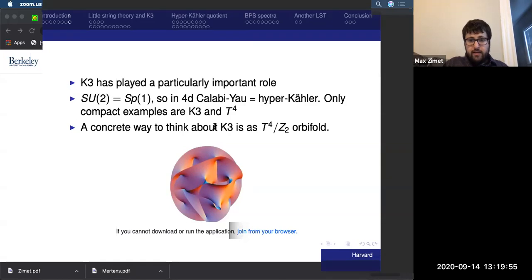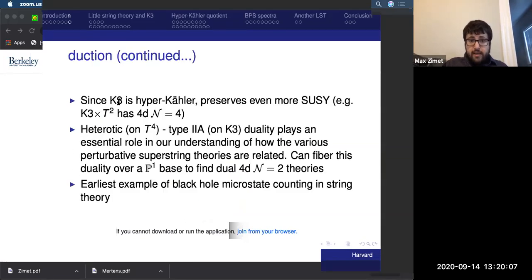And a concrete way to think about K3, which will be useful throughout this talk, is as an orbifold of a torus, which you then resolve the fixed points of the action. And because K3 is hyper-Kahler, it preserves even more supersymmetry than a typical Calabi-Yau manifold. So, if you want to build a threefold out of it, you multiply it with a torus, and you get a vacuum of 4D N=4 supersymmetry, not just 4D N=2. And because this preserves the same number of supercharges as heterotic string theory on a torus, that suggests a natural duality. And this has played an essential role in our understanding of how the various superstrings are related.